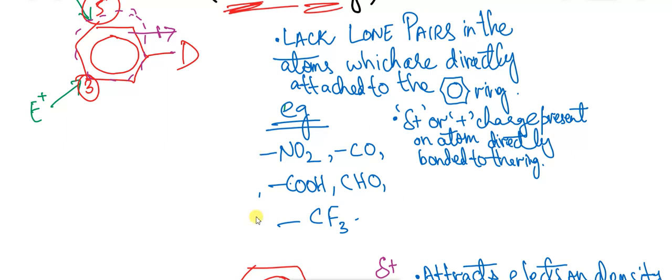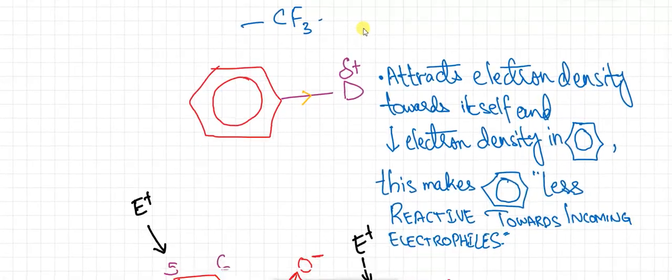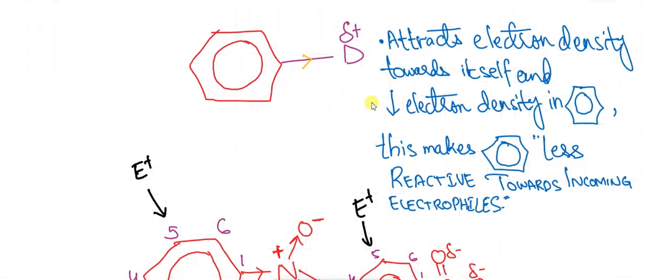Some common examples in the past papers are the NO2 group, the nitro group, the C double bond O, the ketone group, the carboxylic acid group, the aldehyde group, and the CF3 group. All of these are basically deactivating groups. They are 3-5 directing groups. Now let's talk about how they work.